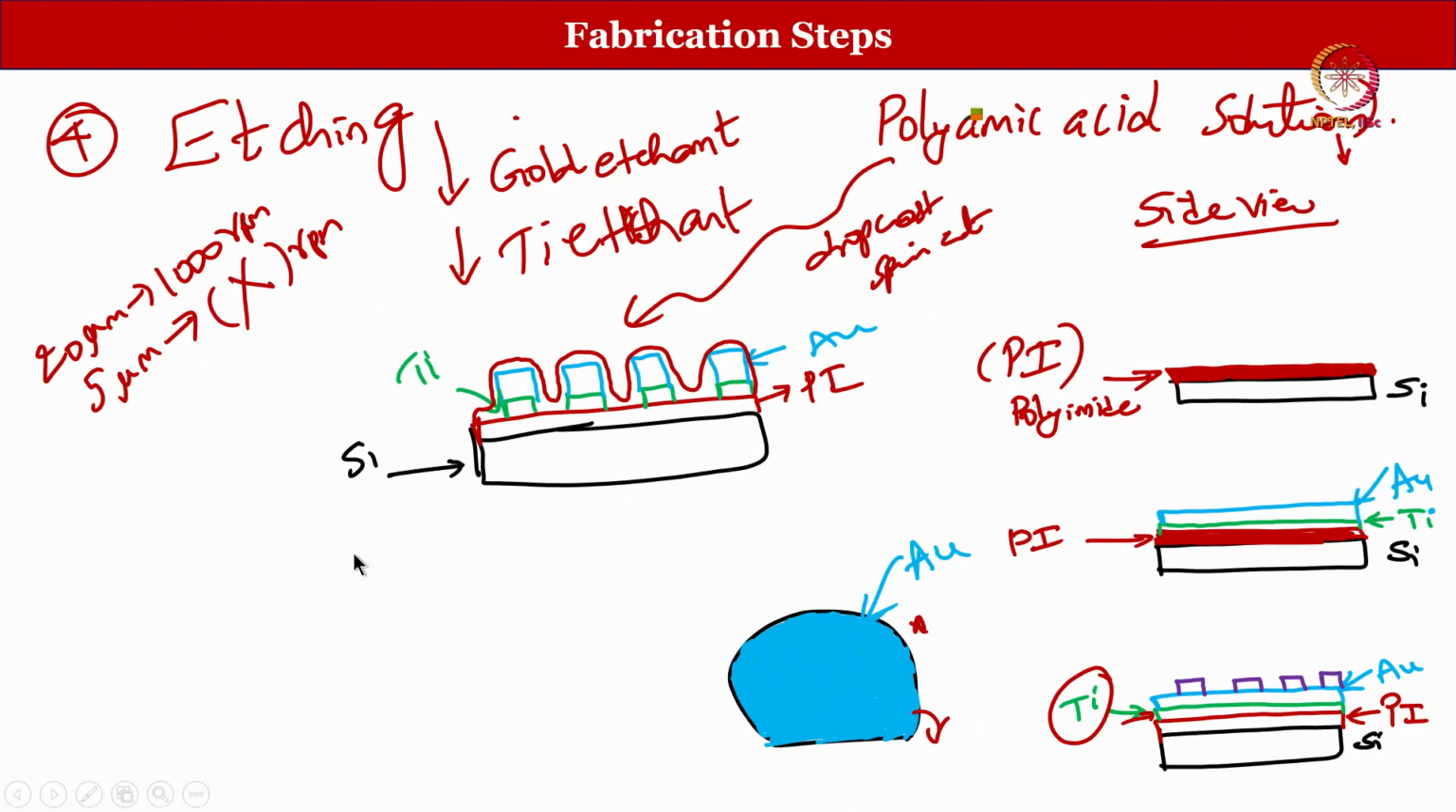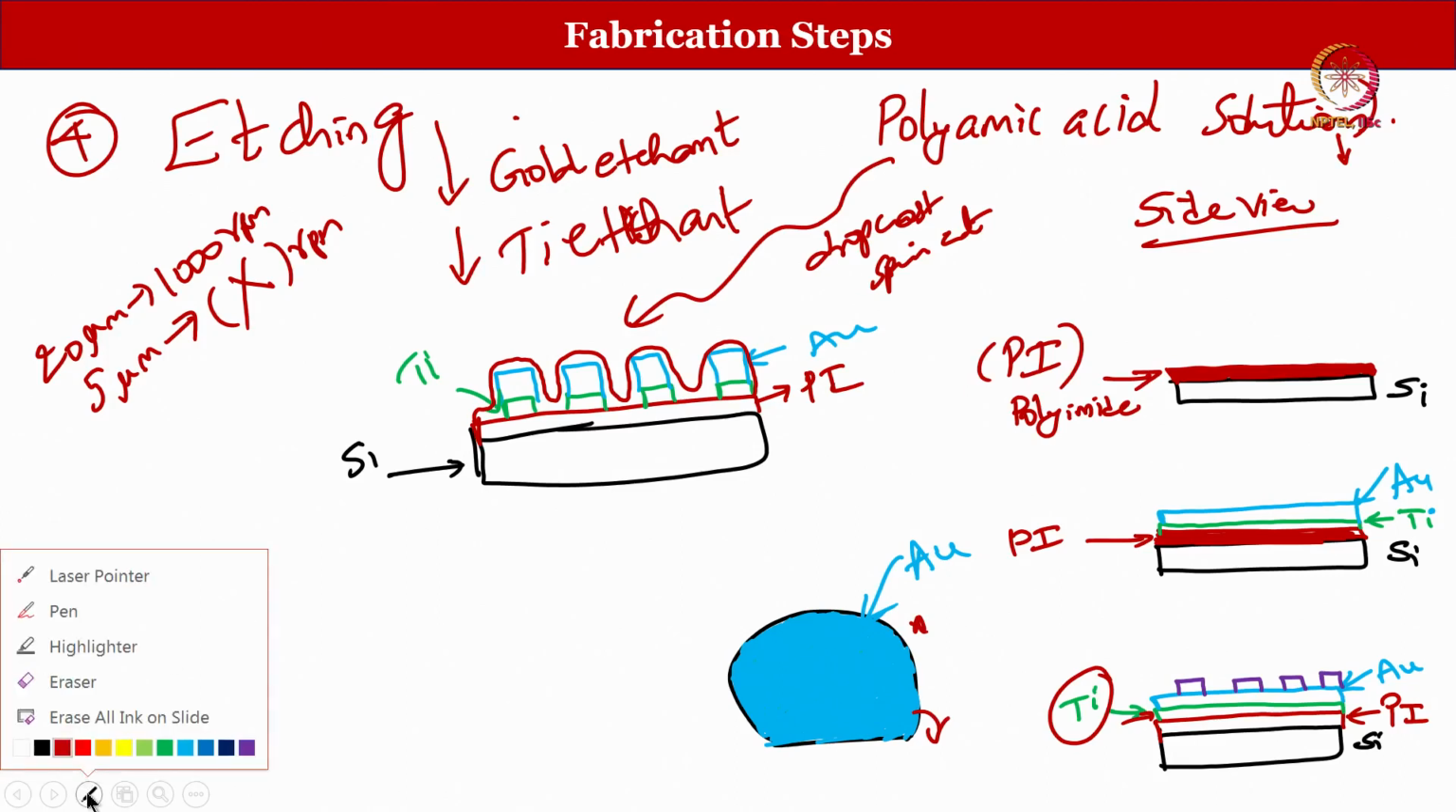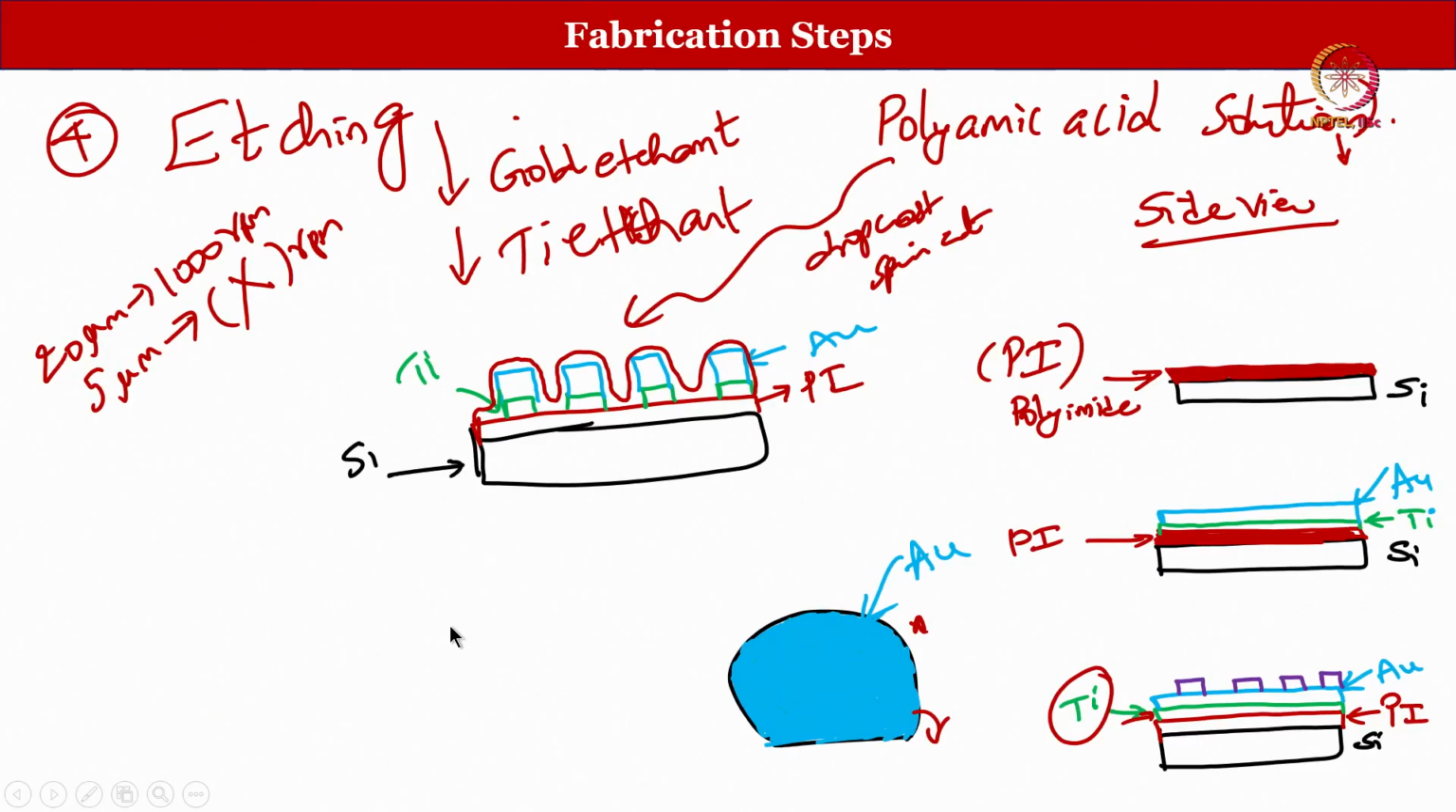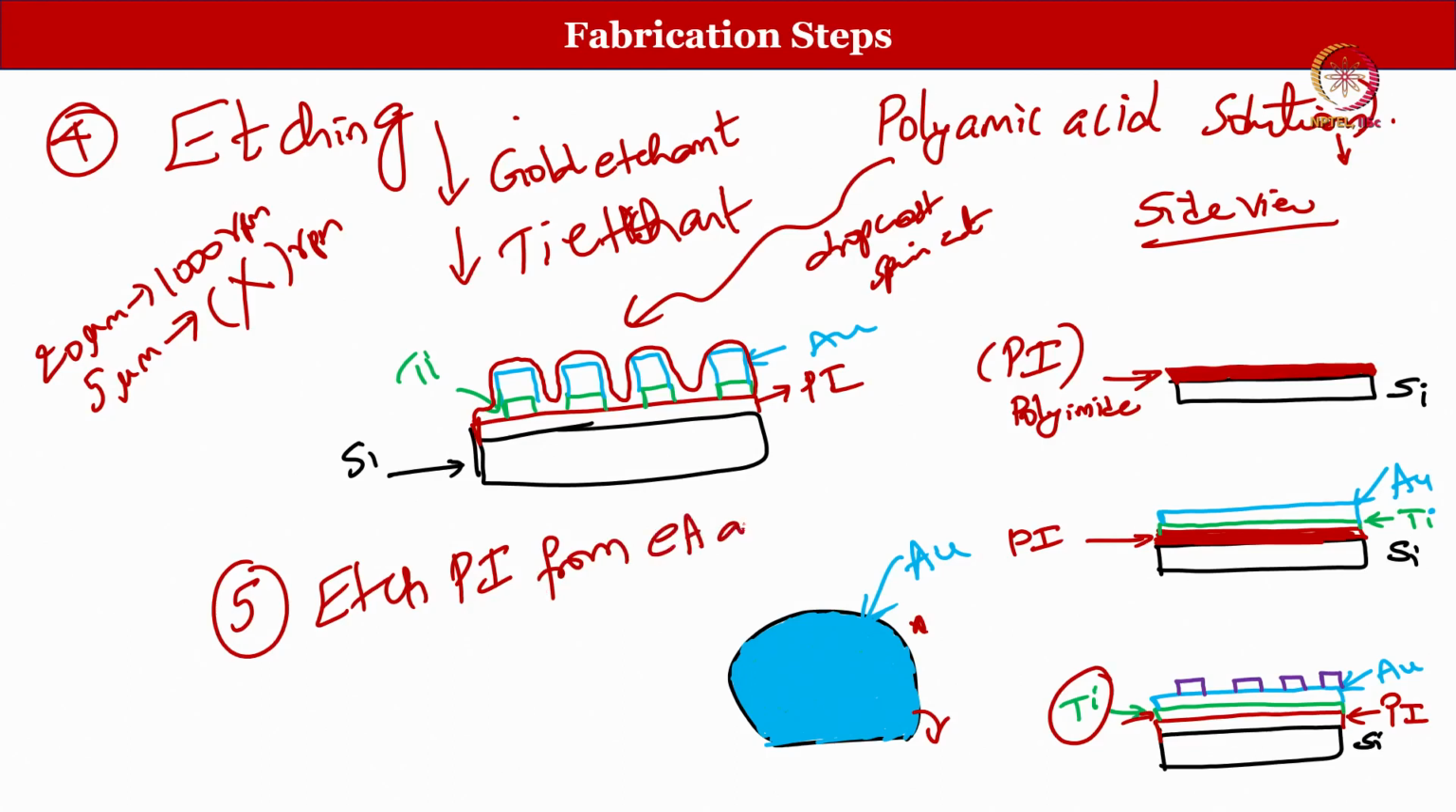Now, in these areas you need to expose only a few areas and keep the other things not exposed, which means you need to etch the polymer. The next step is to etch polyamide from the electrode area and contact area. For that you can use wet etching and dry etching techniques, but I am going to introduce a dry etching technique.